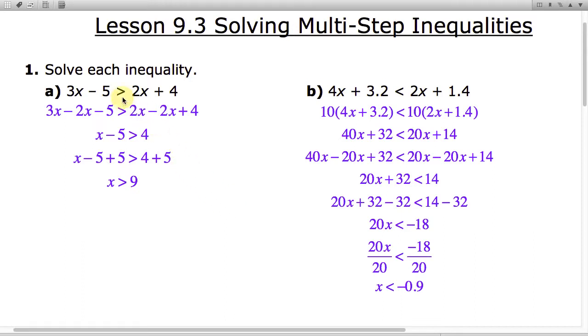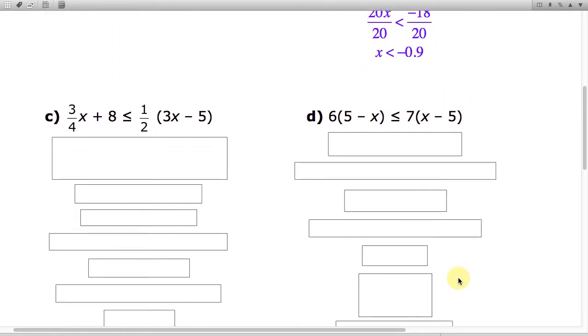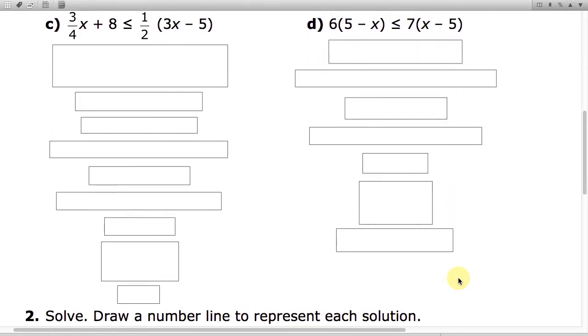Notice then these first two examples here, we haven't changed the direction of the inequality. It stayed greater than the whole time, because all I was doing was adding and subtracting things from both sides in this case. And in this case, it stayed less than all the way through because I was just adding and subtracting things. The only time I divided was here in the last step, and I was dividing by a positive, so I don't need to reverse the direction of the inequality. So now let's move on to the next set and take a look at how they play out.